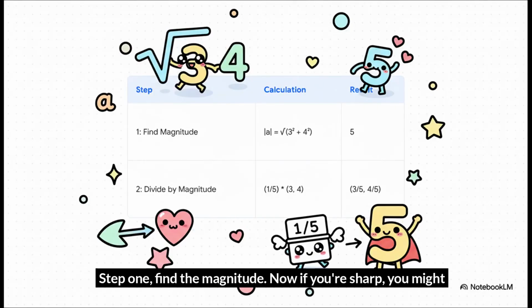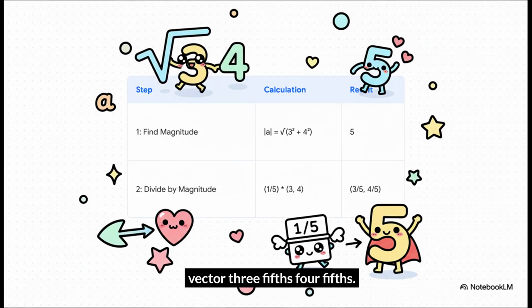Step 1, find the magnitude. Now, if you're sharp, you might just recognize this as a classic 3, 4, 5 triangle, so you know right away the magnitude of vector A is 5. Step 2, divide the original vector, (3, 4), by that magnitude of 5, and that gives us our final answer, our unit vector, (3/5, 4/5).